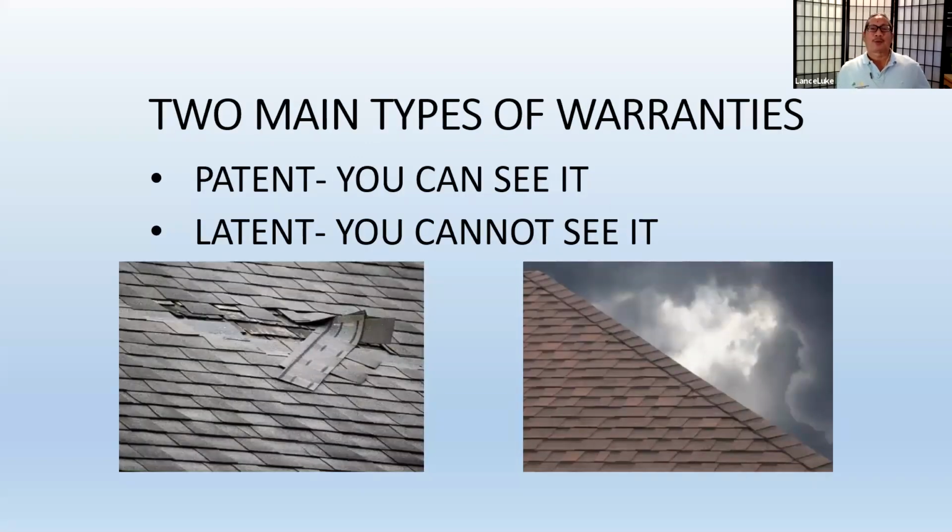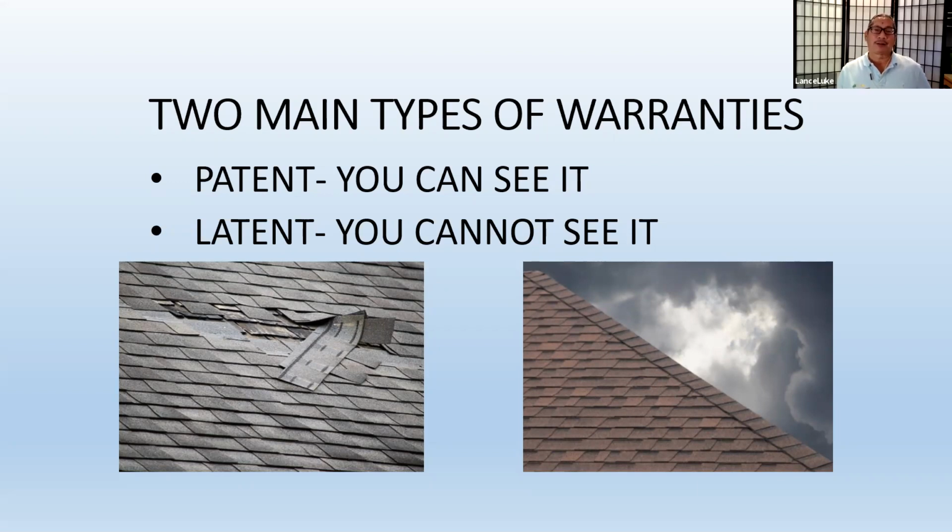There is two main types of warranties. One of them is a patent warranty, meaning you can see it or see the problem. And the other one is a latent type of warranty where you cannot see it. So let's look at the image on the left. It's of a roof, and the roof shingles kind of got blown around when there's heavy wind. And why did it get blown around? Well, because the contractor didn't nail the shingles properly.